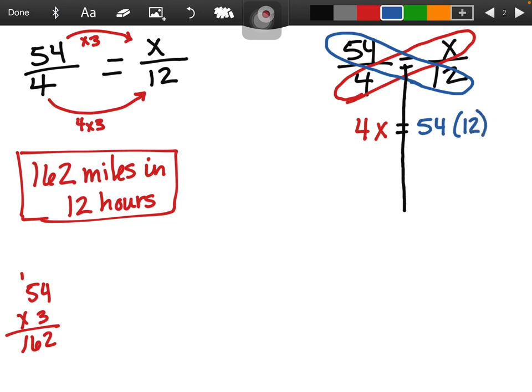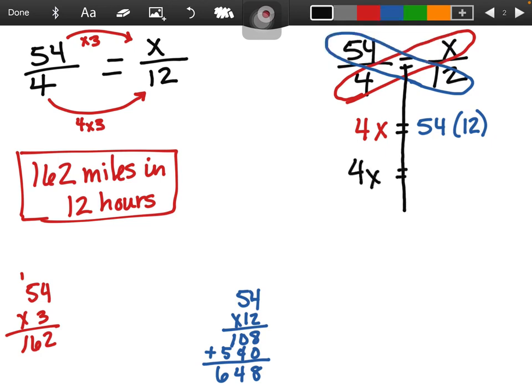Okay, I'm going to come over here, 54 times 12. Well, 2 times 4 is 8, 2 times 5 is 10. I'm going to drop my placeholder. 1 and 4 is 4, 1 and 5 is 5. Add those up. I've got 8, 4, 6. Okay? So now I've got 4x equals 648.